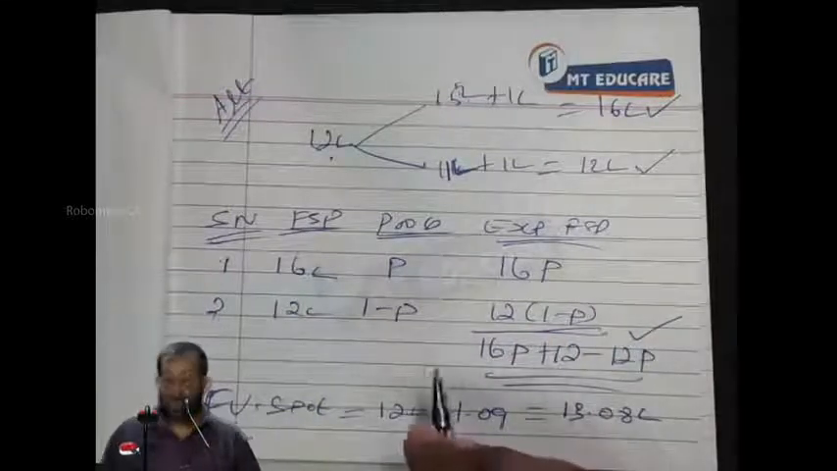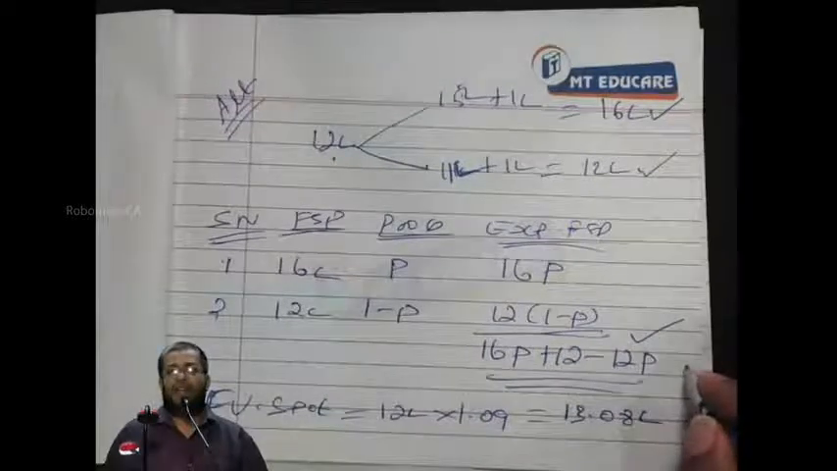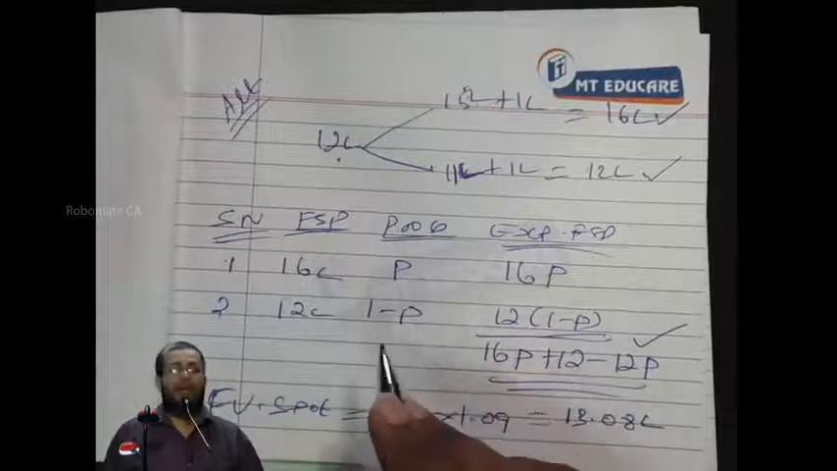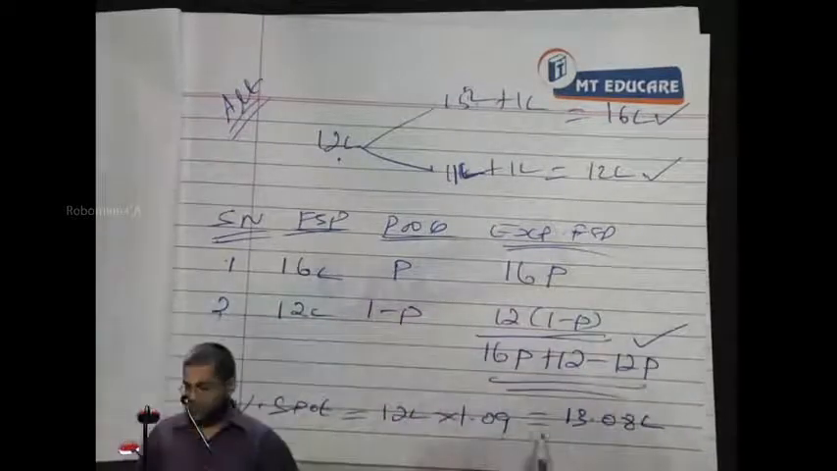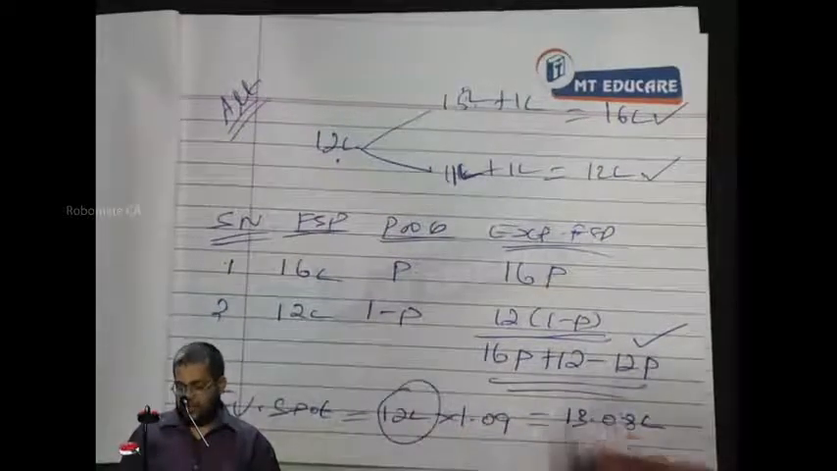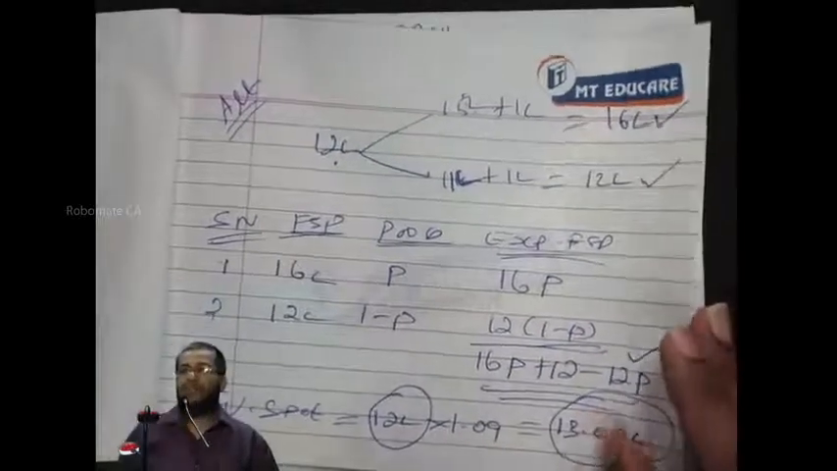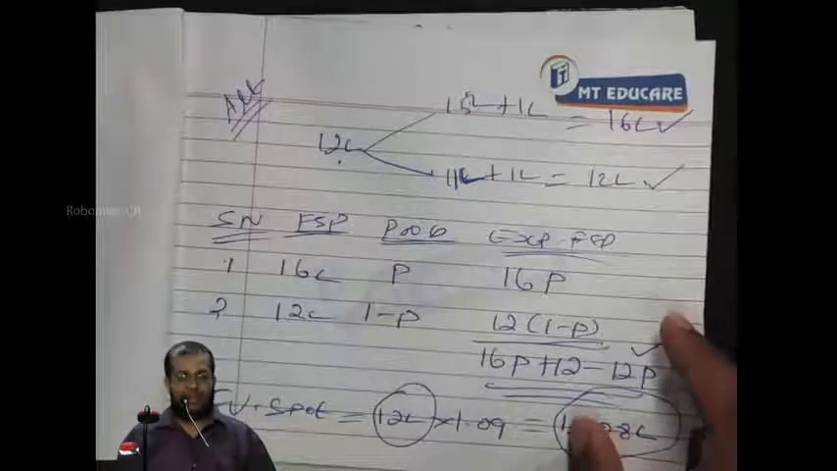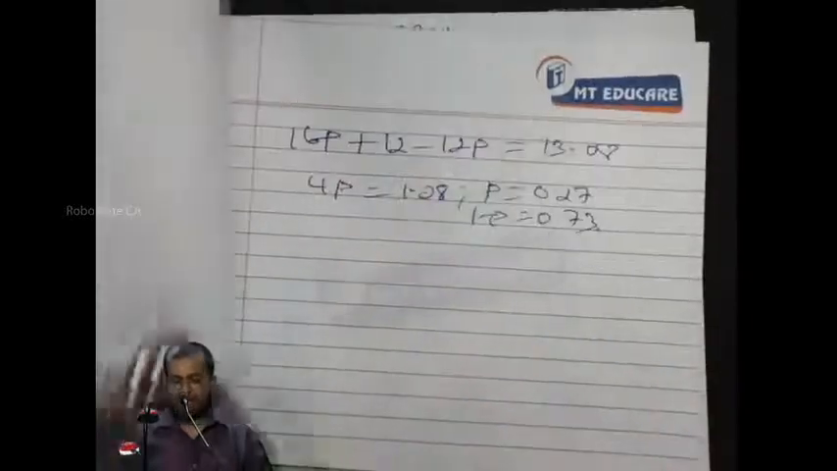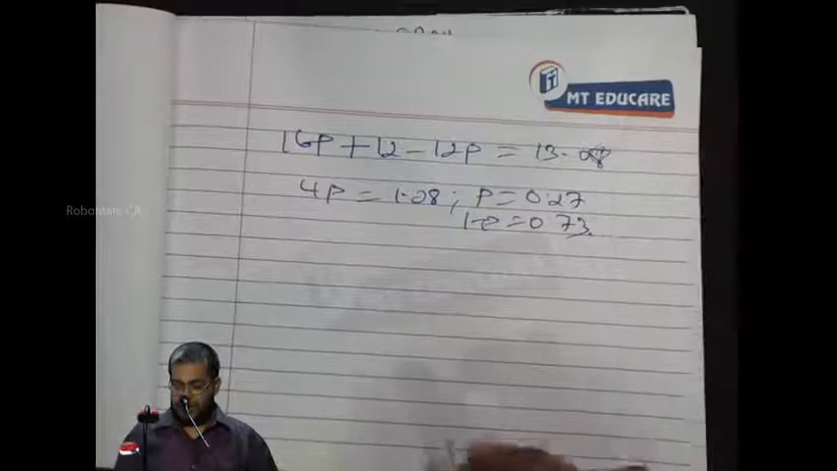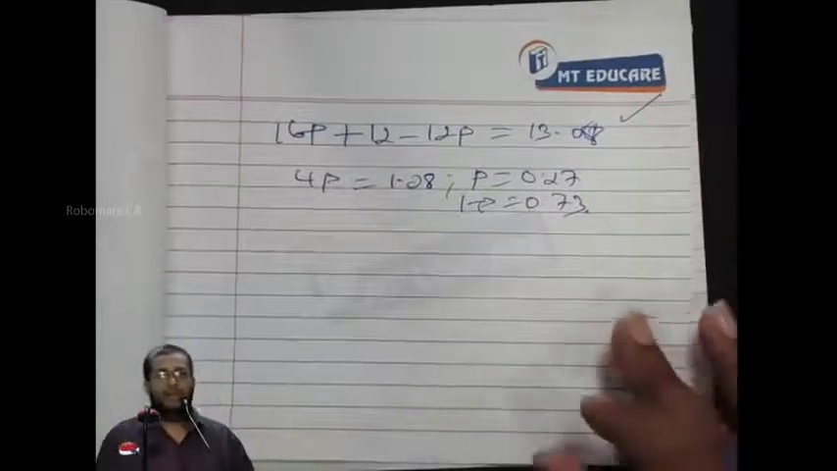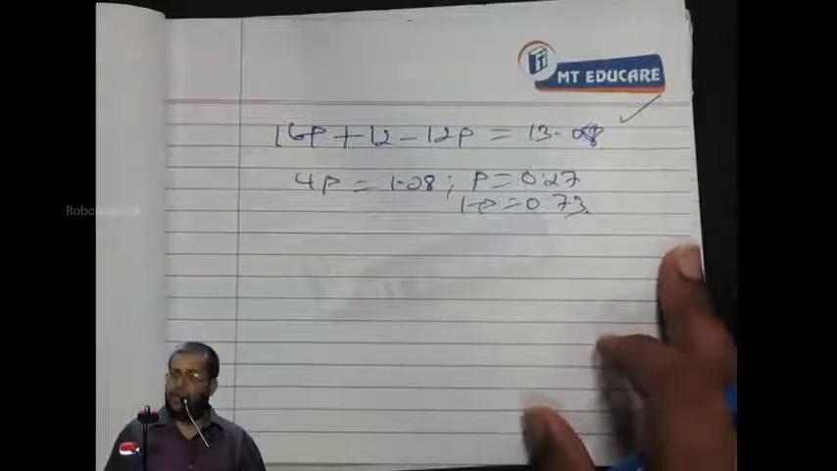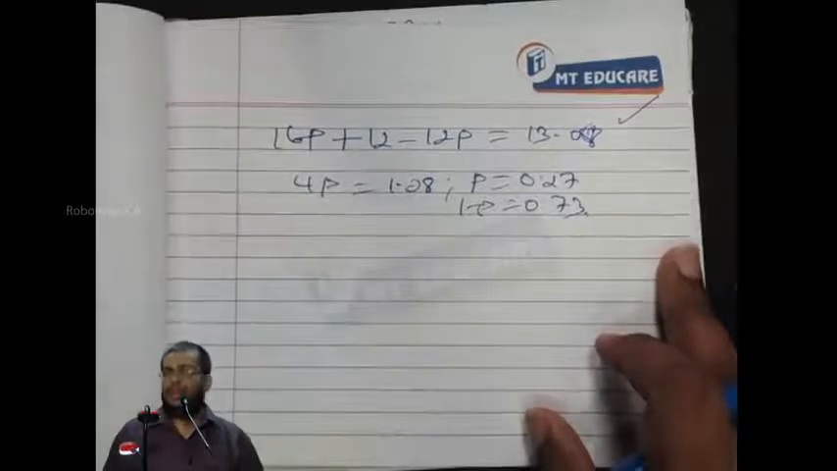Future value of spot price is equal to spot price into 1 plus R. We are now using normal compounding because of real options. What is spot price? 12 lakhs into 1.09 is equal to 13.08 lakhs. So 16P plus 12 minus 12P is equal to 13.08 lakhs.